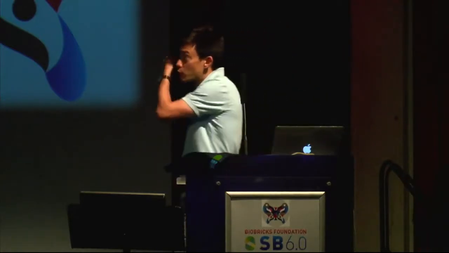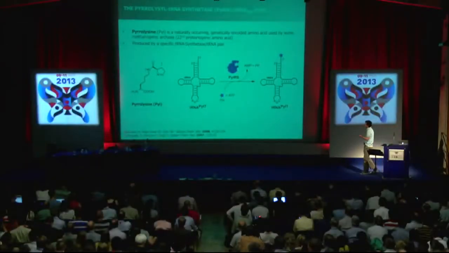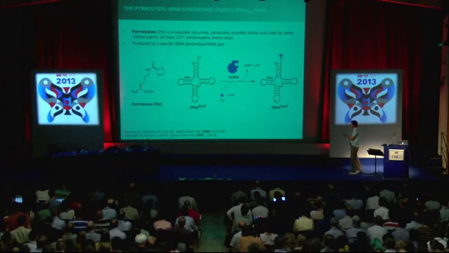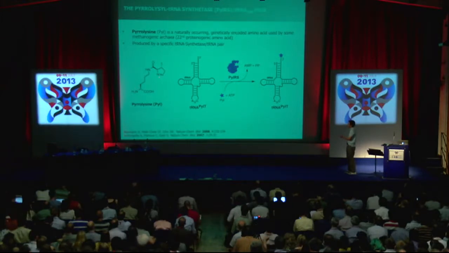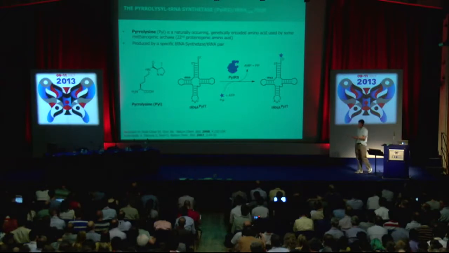Most of this work has really taken advantage of a synthetase and tRNA that come from certain methanogens. These methanogens use this unusual amino acid, pyrrolysine, and they put that amino acid onto the tRNA using a synthetase and incorporate that amino acid in response to the amber stop codon.